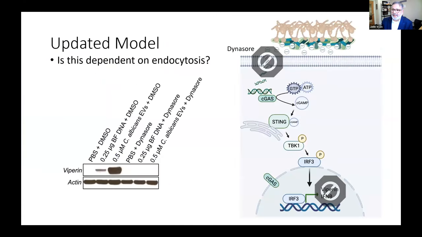And then finally, while I have mentioned it a couple times, Hannah went on to formally demonstrate that using a molecule to block endocytosis, a clathrin-dependent process, a small molecule called Dynasore, we can efficiently block the ability of Candida EVs to actually trigger this production. So we do know that it isn't simply the association of those EVs, but actually active transport of those EVs, taken up by the macrophages and delivered to the cytosol, which is required for cGAS activation and ultimately activation of this particular type of pathway.